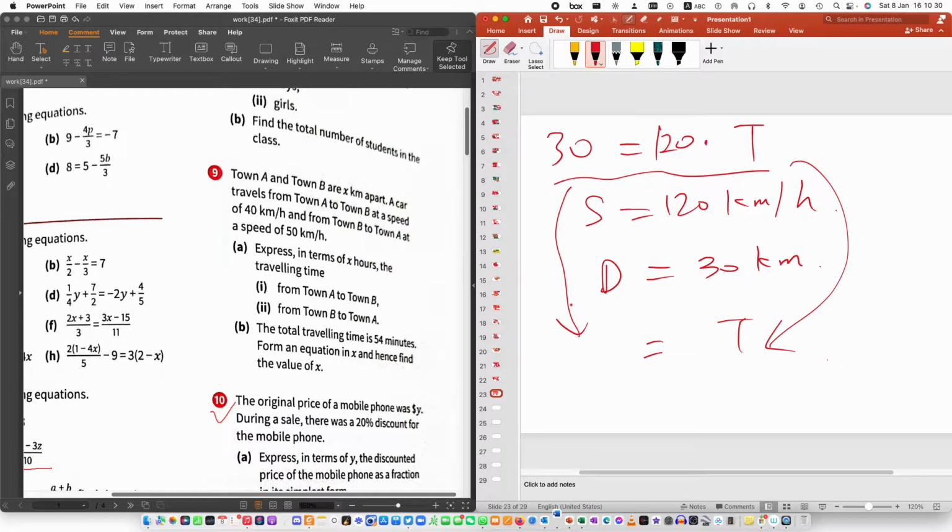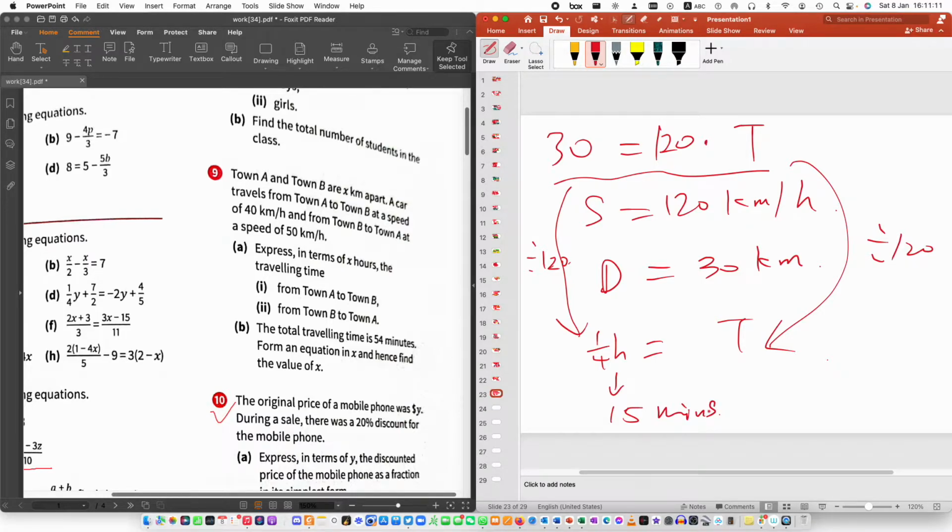The answer is 1/4. How? You divide by 120 here, then you also divide by 120 here. So it's 1/4 hour. So 1/4 hour is how many minutes? How do you convert? What's the conversion? Times 60. Show me. What's the answer? 15.